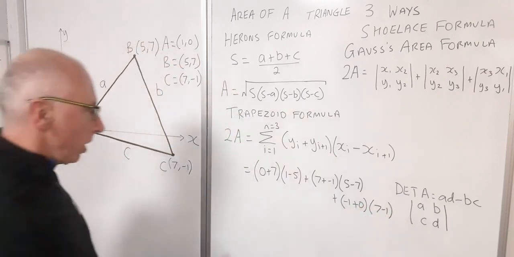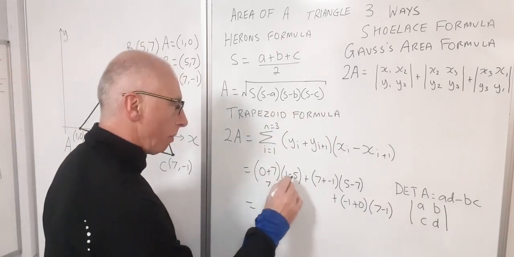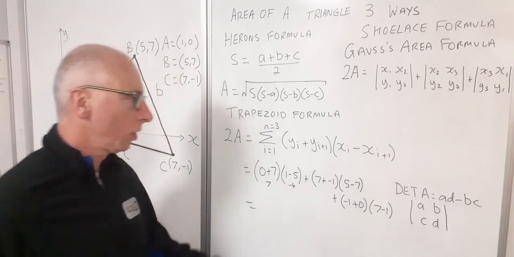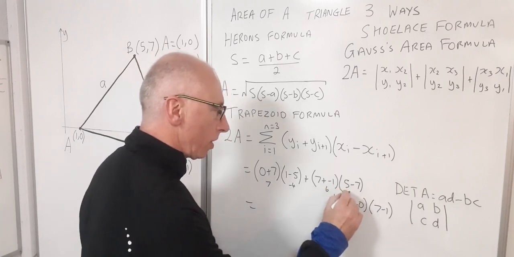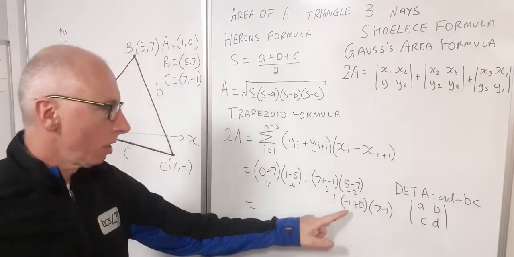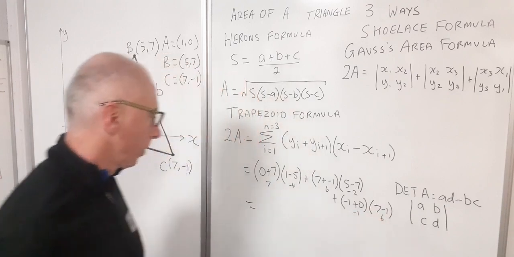Okay, let's work this out. So 0 plus 7 gives me 7. 1 minus 5 gives me minus 4. 7 plus minus 1 is 6. 5 minus 7 is minus 2. Minus 1 plus 0 is minus 1, and 7 minus 1 is 6.